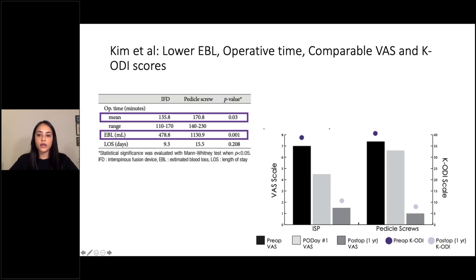So similar to earlier data, operative time and EBL was significantly lower in the IFD group, but the average length of hospital stay was not significantly different between these two groups. They looked at visual analog scale or VAS scores and the Korean Oswestry Disability Index or ODI scores, both at pre-op, post-op, and 1 year post-op. In the interspinous fixation group represented here on the left, VAS scores decreased from an average of 7 at pre-op to 1.3 at the 1 year mark. On the right, the pedicle screw fixation group had VAS scores go down from 8 to 1.2. ODI scores also improved comparably at the one-year mark for both groups. There was no statistically significant difference in these outcomes between the two groups. Next slide, please.